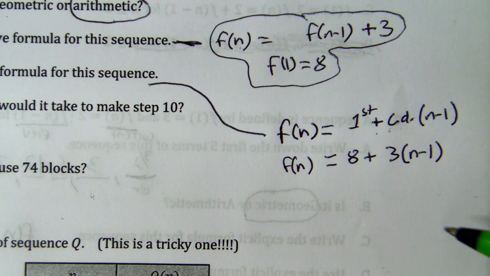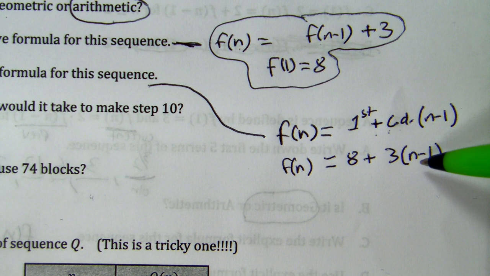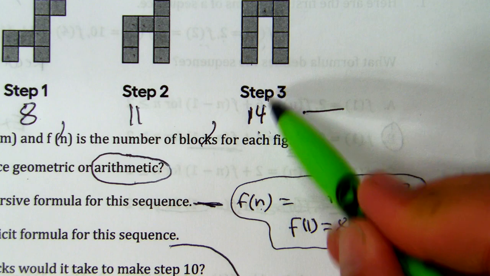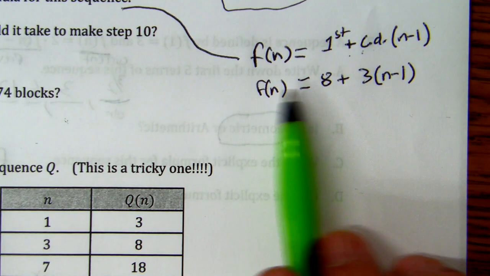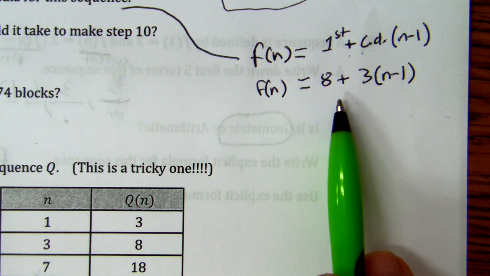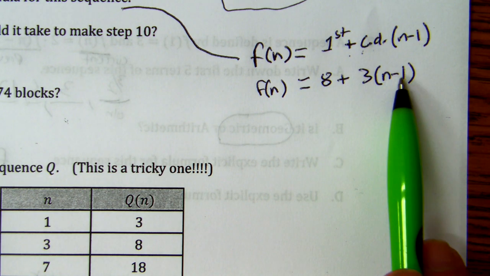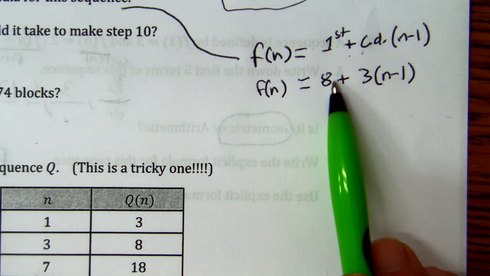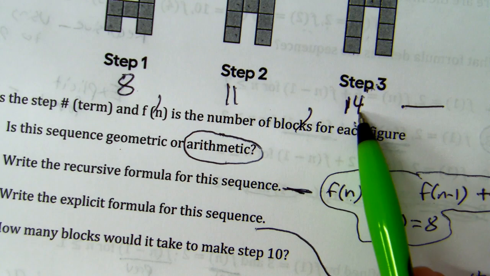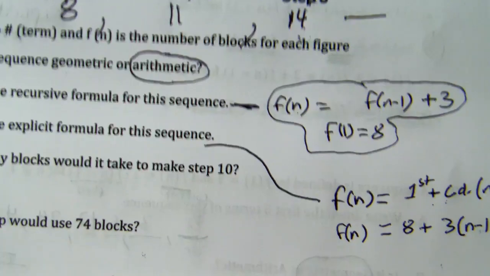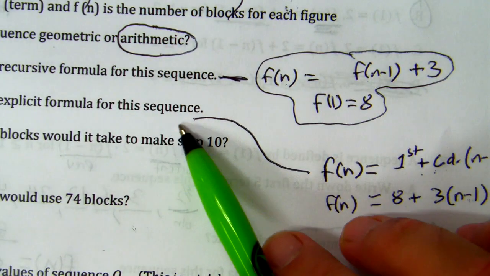Now, by the way, if you want to check to see if you did it right, you know what the third term is, don't you? It's 14. Just check. If I'm trying to find the third term, is it 14? I'm looking for the third term, so I put 3 there. 3 minus 1 is 2. 3 times 2 is 6. 8 plus 6 is 14. Oh yeah, that was right. Okay? Write the explicit formula.